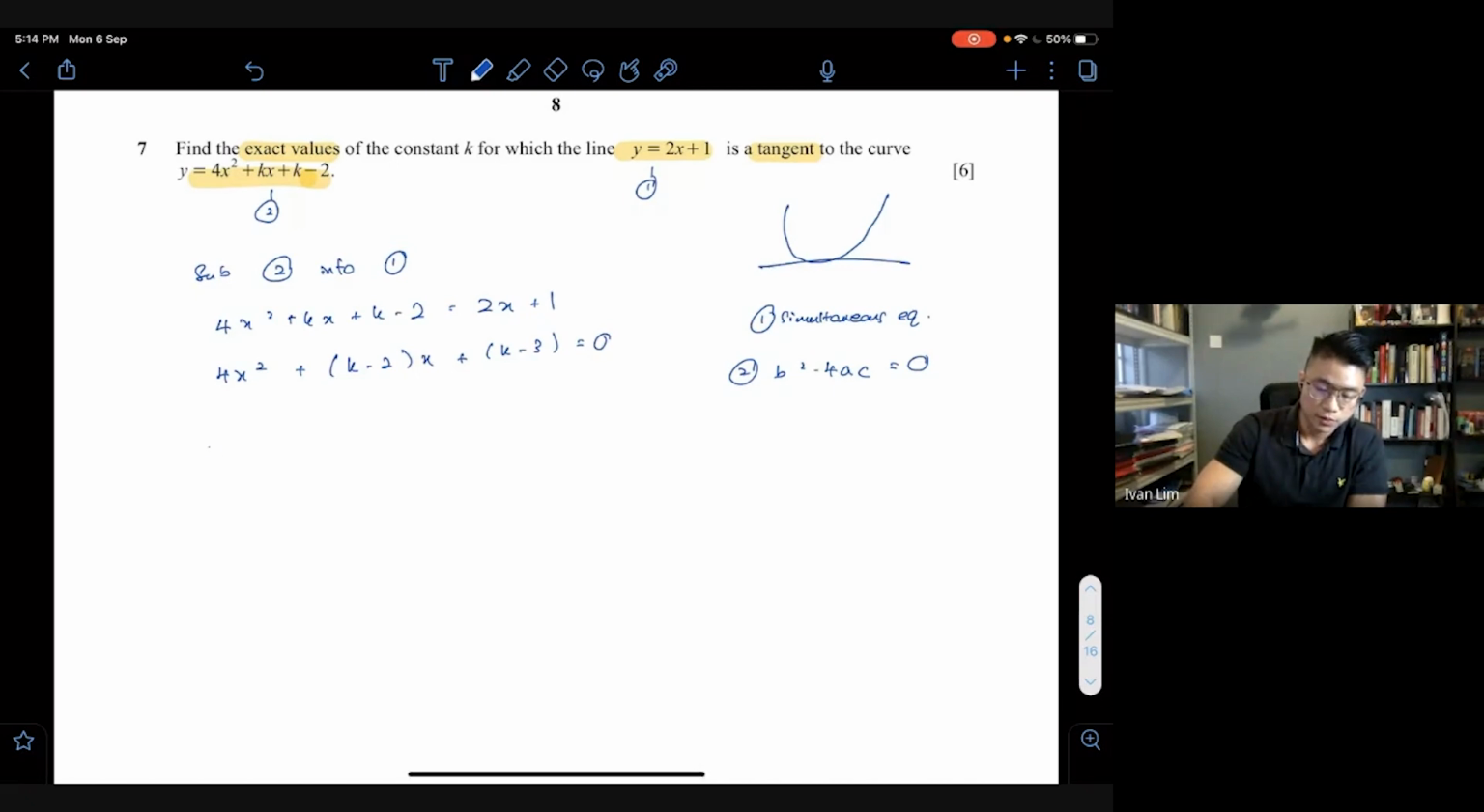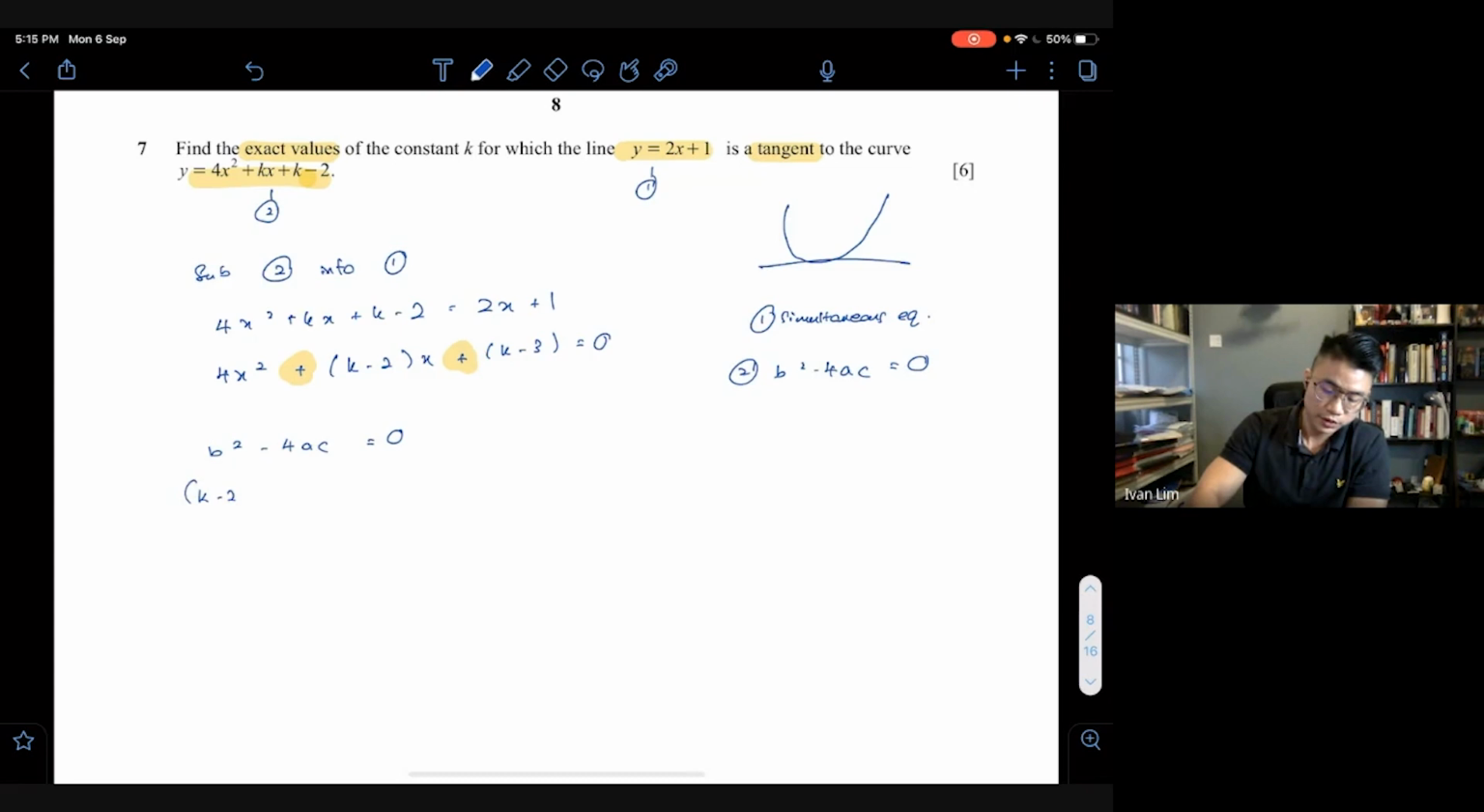Second part, b squared minus 4ac equals 0. Make sure you group it together like this, and try to make it all positive so that you don't get confused when you're subbing. Otherwise, if you forget to put the negative sign, it might mess up your whole working.